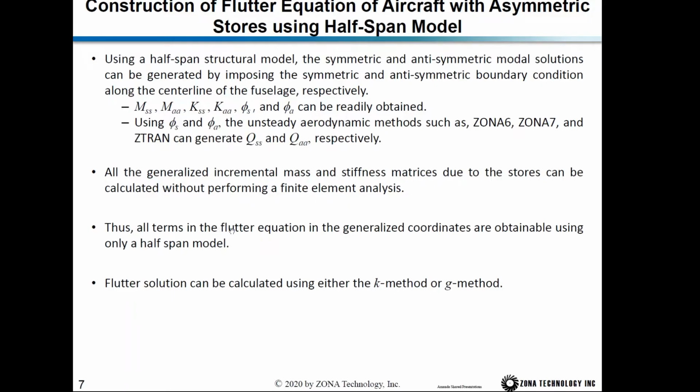As all terms in the Flutter equation in the generalized coordinates are obtainable using only a half-span model, the Flutter solution can be calculated using either the K method or the G method.